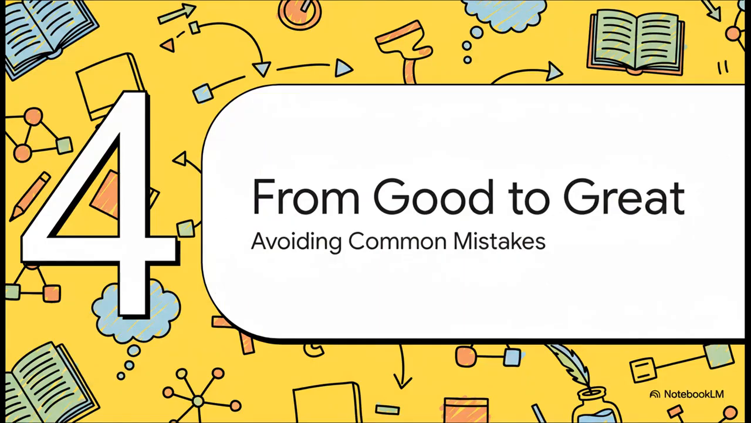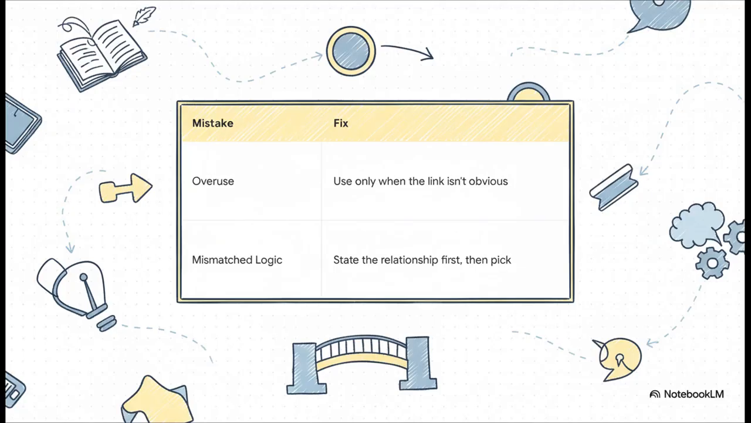So with the basics down, we can move on to Section 4, from good to great. This is all about taking what we know and refining it to make your writing really stand out. Now, there are two common traps you want to avoid. First is overuse. If every single sentence starts with a transition word, it's going to sound super robotic. The fix is easy. Only use them when you actually need to build that bridge.